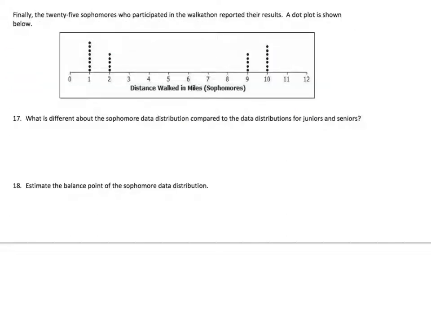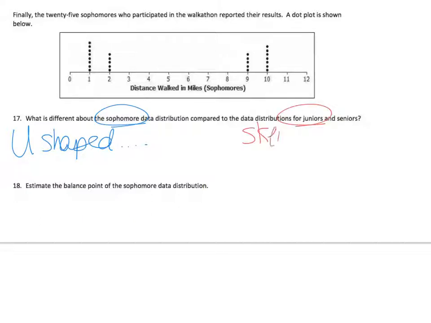Finally, the 25 sophomores who participated in the walkathon reported their results. A dot plot is shown below. That's hilarious. People either tried or they didn't. It's a U-shaped distribution. We haven't seen one of those yet. Half the sophomores walked on the low end and half on the high end. That's for the sophomores. The juniors was skewed, and the seniors was very symmetrical.